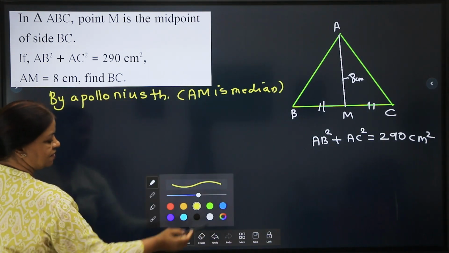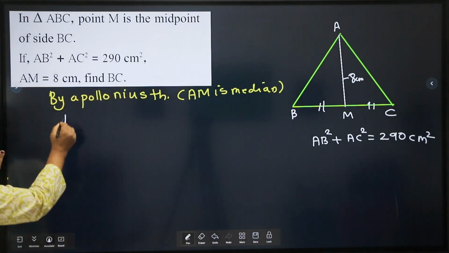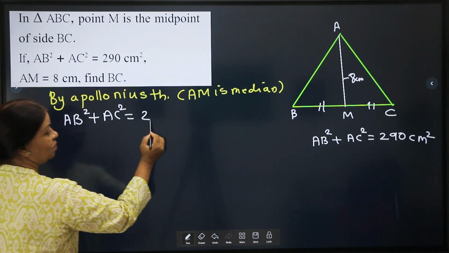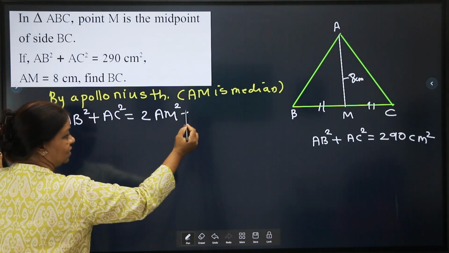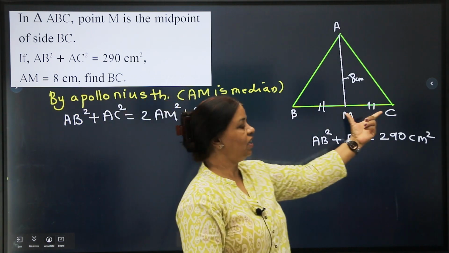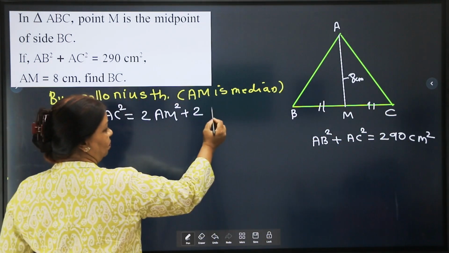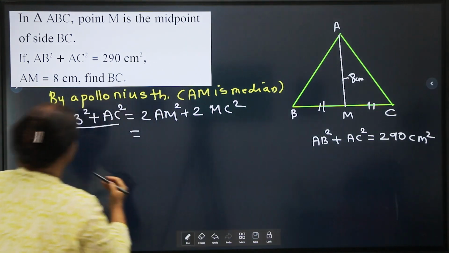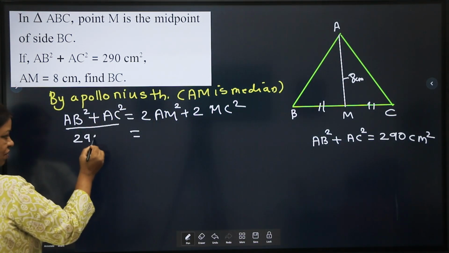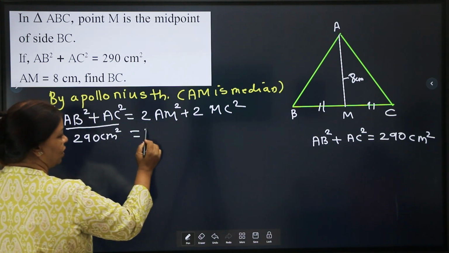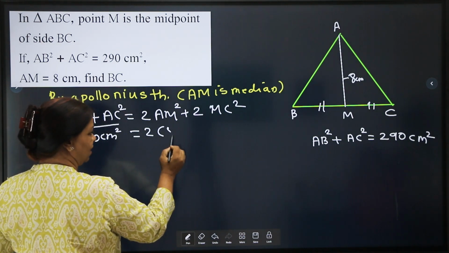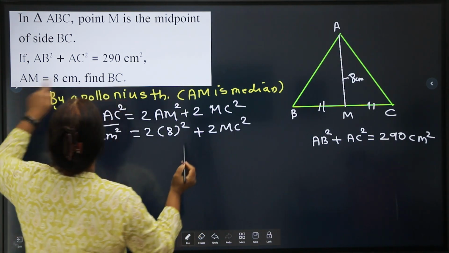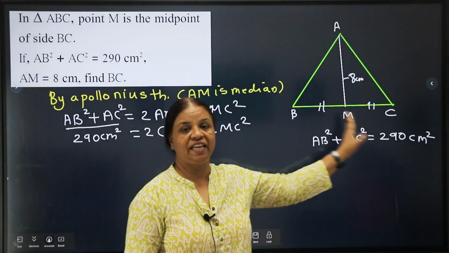Now, what is Appollonius theorem in this triangle? AB square plus AC square is equal to 2 times median square, that is AM square, plus 2 times any one of the sides, that is MC square. Now, it is already given AB square plus AC square is equal to 290 centimeter square, which is equal to 2 times AM square. AM is already given 8, so AM square is 8 square, plus 2 times MC square, and we need to find out BC. Once we get MC, we will double it and we can get BC.